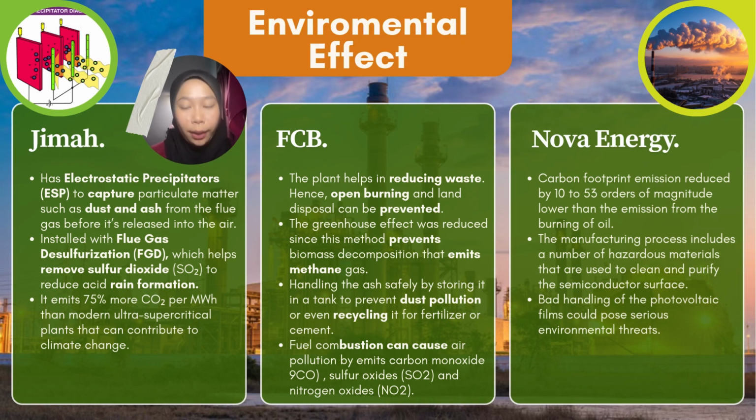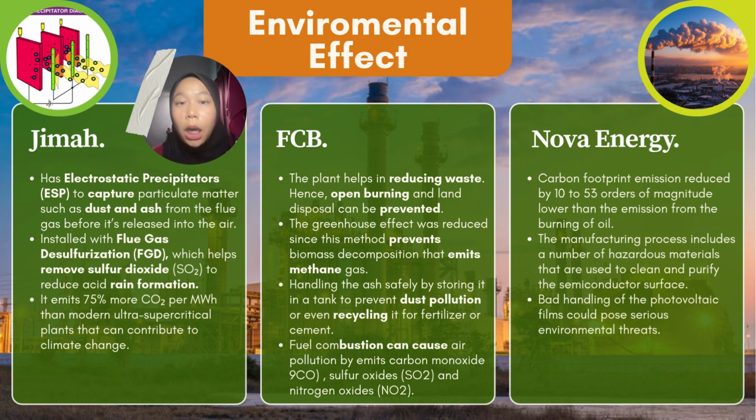The environmental effect of JIMA's power plant is that it has electrostatic precipitators to capture metals such as dust and also ash before it is released into the air. It was also installed with flue gas desulfurization, which helps to remove sulfur dioxide so that we can reduce acid rain formation. But the bad impact is that it will emit 75% more CO2 per megawatt hour than a modern ultra supercritical plant, which will contribute to climate change.